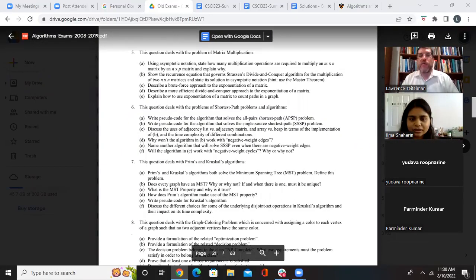Okay, and the time we're using master theorem, we're going to get O of n to the log base 2 of 7, which is around n to the 2.8.